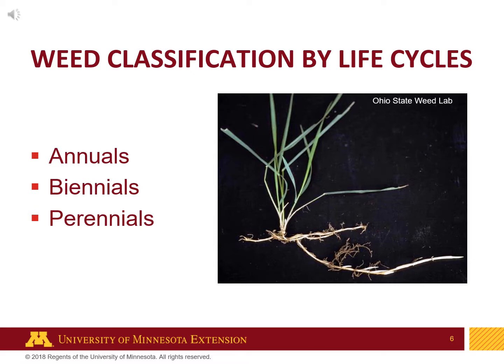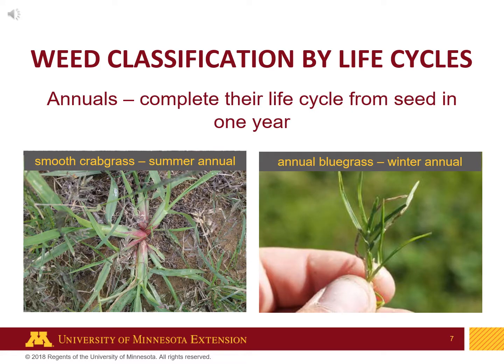Now that we understand why weeds can become problematic, we can discuss how to control them. First, we need to understand some basic things about their biology. Weeds are often classified by their life cycles and separated into three categories: annuals, biennials, and perennials. Annuals are plants that complete their life cycle from seed in 1 year.